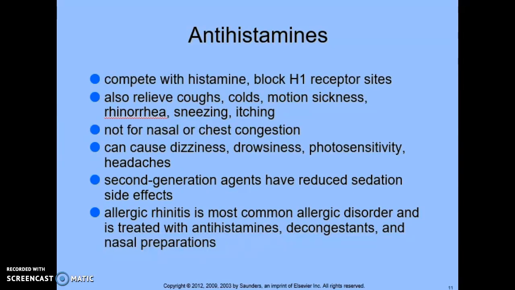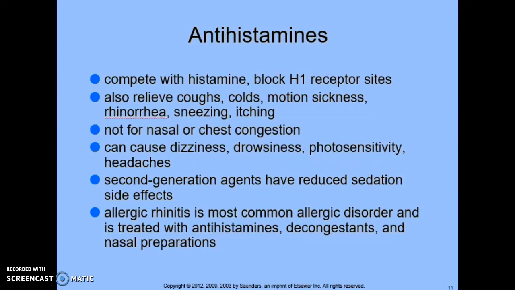So antihistamines, what are they? Well, they compete with the histamine. They block H1 receptor sites, and they relieve coughs, colds, motion sickness, rhinorrhea, sneezing, and itching. They're not for nasal or chest congestion. They can cause dizziness, drowsiness, photosensitivity, and headaches. And second-generation agents have reduced the sedation side effects.